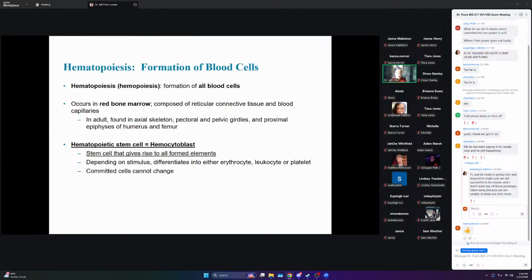Okay, that's where red bone marrow is. It's in those red bone marrow type areas where hematopoiesis, or the formation of blood cells, occurs. Okay, now, whenever we're forming a new cell, we need a stem cell that kickstarts it all.